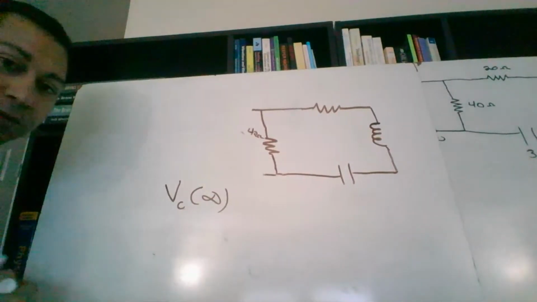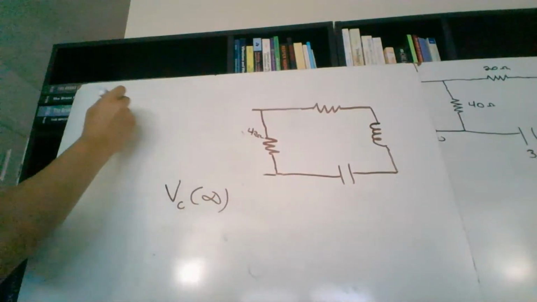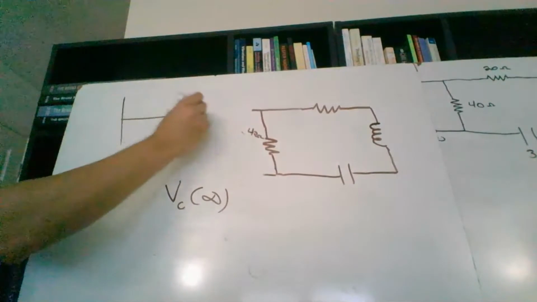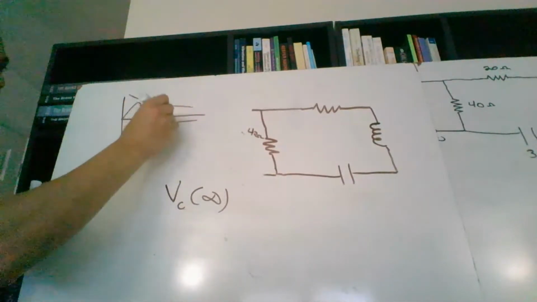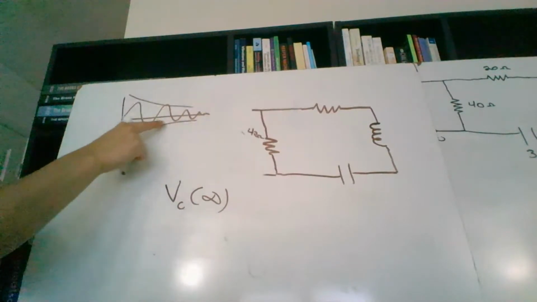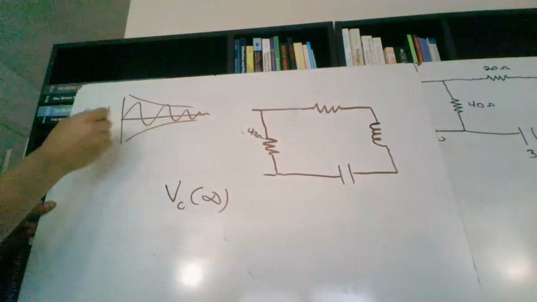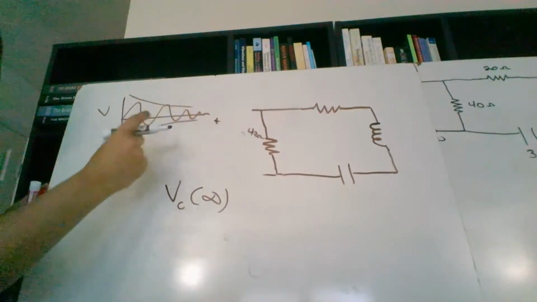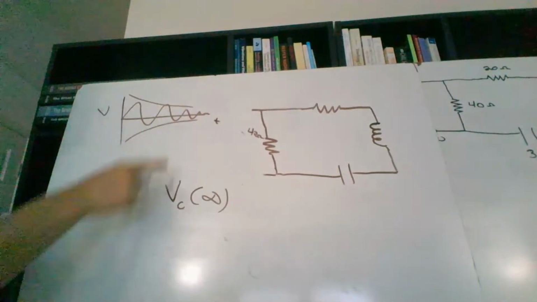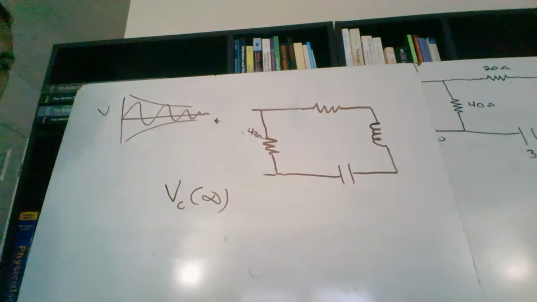So if we were to graph this, what we would see is something that looks like this. And it oscillates and it goes to 0. So this would be voltage as a function of time. So the voltage would oscillate and then decrease. Okay, and we would approach 0. Good.